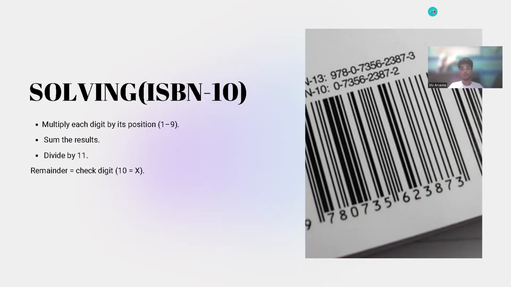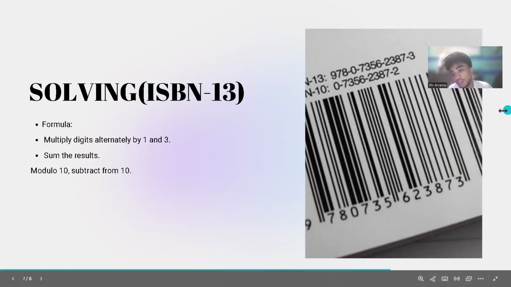So how do we solve ISBN 10? We will simply multiply each digit by its position from 1 to 9. Then we will add the results to get the sum. Next, we will divide by 11. Then the remainder will be the check digit.